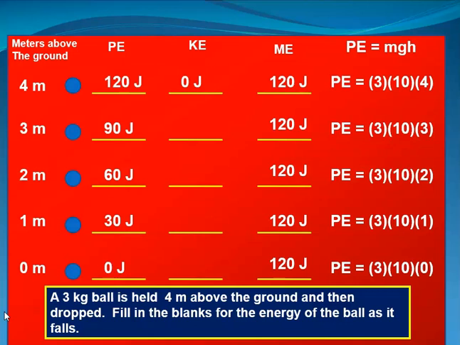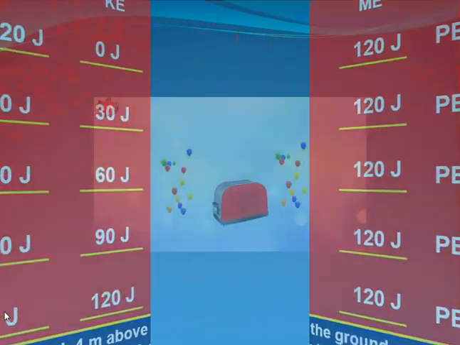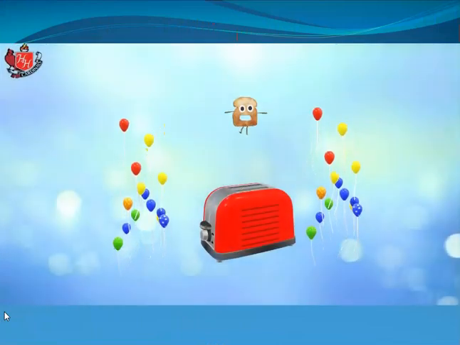All right, so now we have just that middle column to fill in. So we know that 90 plus that unknown number at 3 meters is going to equal 120, so that number must be 30 joules. At 2 meters, 60 plus 60 equals 120. At 1 meter, 30 plus 90 equals 120. And just before it hits the ground, 0 plus 120 equals 120. So you can see that the energy began entirely as potential energy, and by the time the ball got down to the ground, all the energy had been converted into kinetic energy. All right, and that takes care of our lesson on energy.